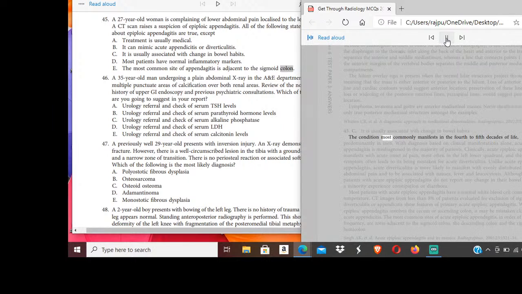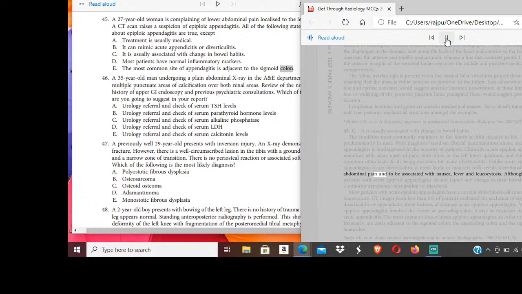In men. With diagnosis based on clinical manifestations alone, acute epiploic appendicitis is misdiagnosed in the majority of patients. Clinically, acute epiploic appendicitis manifests with acute onset of pain, most often in the left lower quadrant, and this symptom often leads to its being mistaken for acute diverticulitis. Unlike acute epiploic appendicitis, acute diverticulitis is more likely to manifest with evenly distributed lower abdominal pain, and to be associated with nausea, fever and leukocytosis.